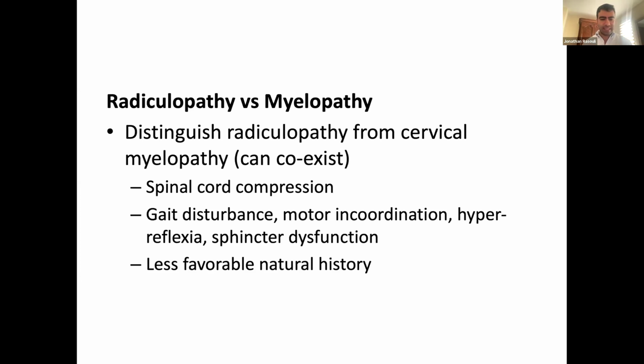I'd say the key thing is also ultimately the choice of procedure for these patients if you're going to operate on them, either going anterior or posterior. And there are differences between these. Now, myelopathy exists when there's spinal cord compression or sickness of the spinal cord, right?